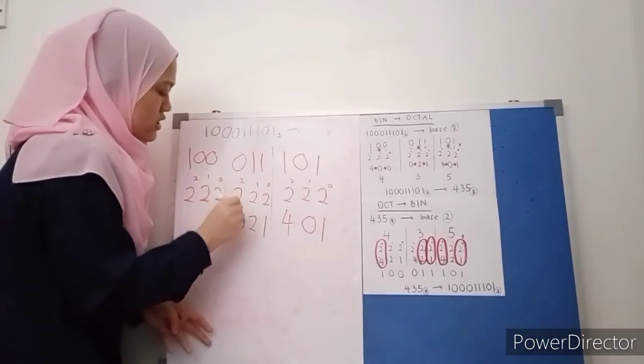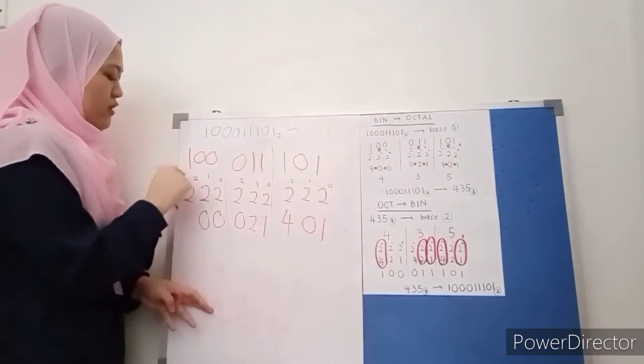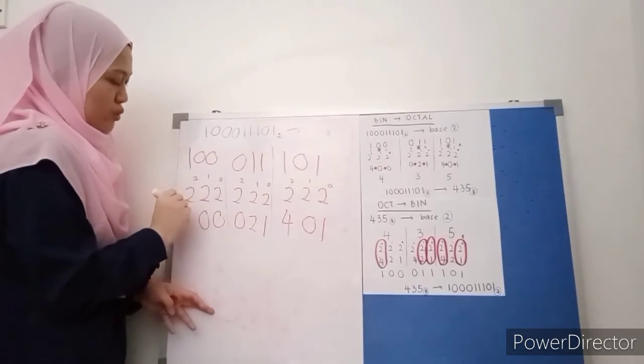0 times 0. 0 times 0. 1 times 2 to the power of 2 is equal to 4.